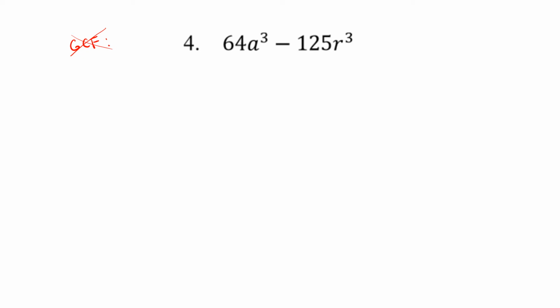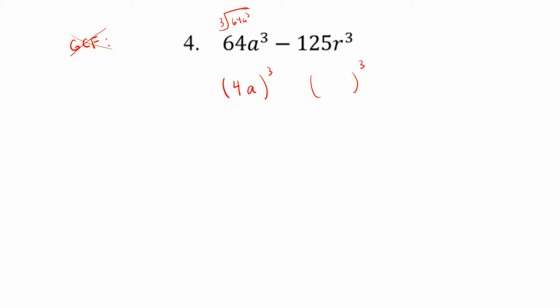Now again, what I noticed right off the bat is we have these exponents of 3, we have a 64 and 125, those are both perfect cubes, which means we're doing the sum or difference of cubes. Again, how it works is very similar to the perfect squares. Ask yourself, what to the third power gives us 64a cubed? Well, 4 gives us 64. A to the third power gives us a cubed. Again, you can get that from the cube root of 64a cubed.